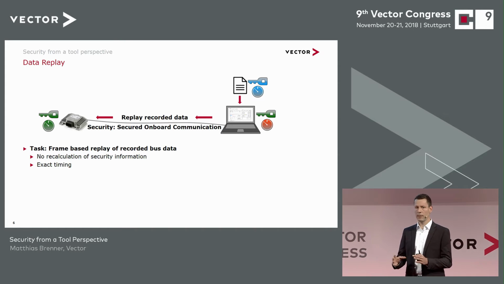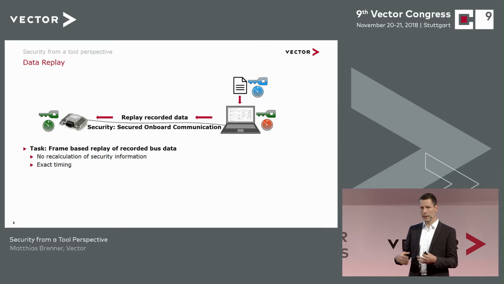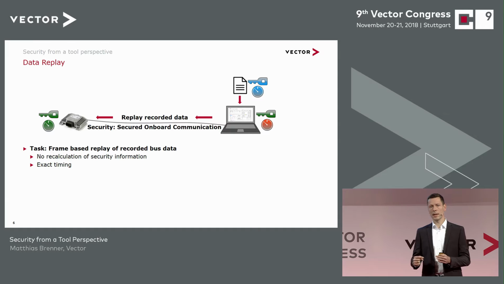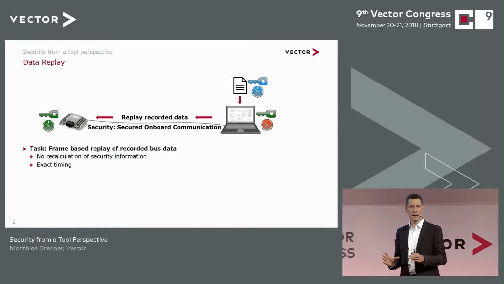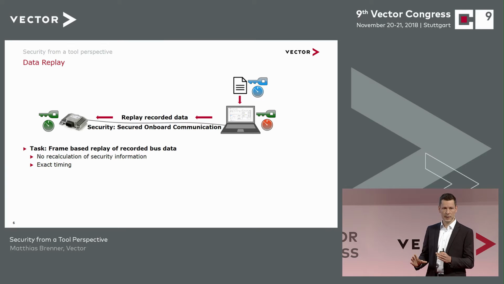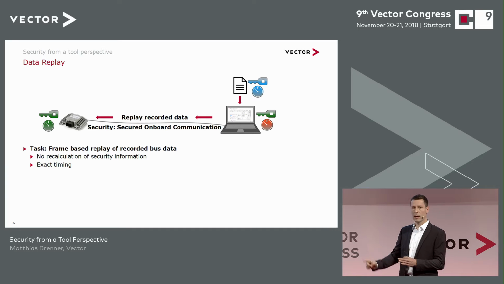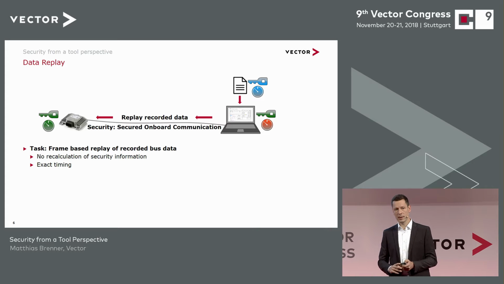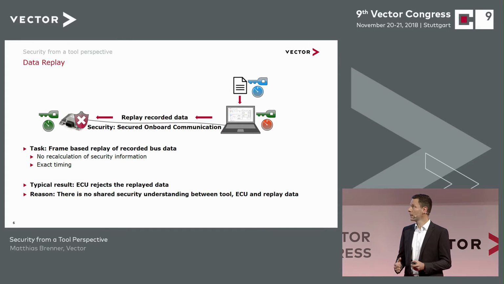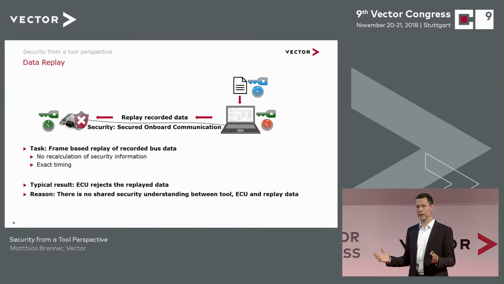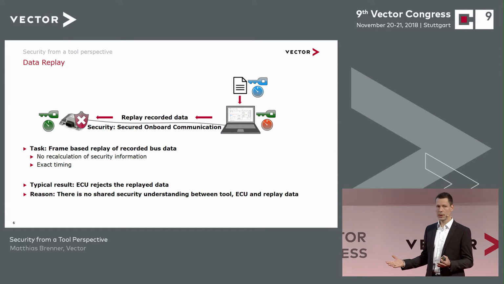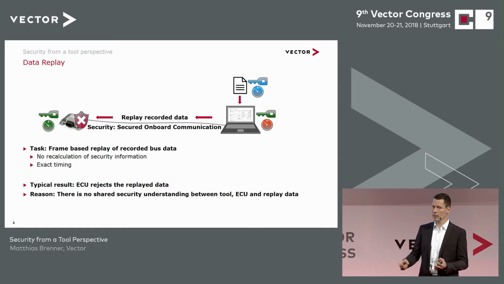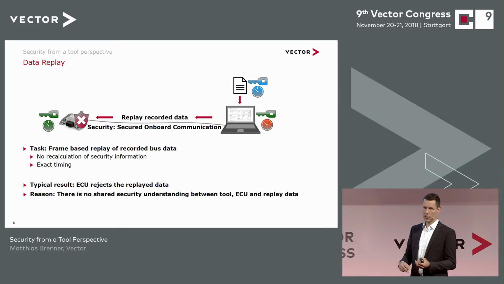I want to do a frame-based replay as an application now. I won't recalculate the security data, because it might be that my recorded data already have some integrity flaws or erroneous calculations, which may lead to strange behavior ultimately in the ECU. Probably it won't be much of a surprise what happens if I replay the data. The ECU says, no, I can't use these data, can't do anything with them. Why not? Well, the key is different, and additionally the freshness is different. Those are two reasons why the ECU will reject the data.